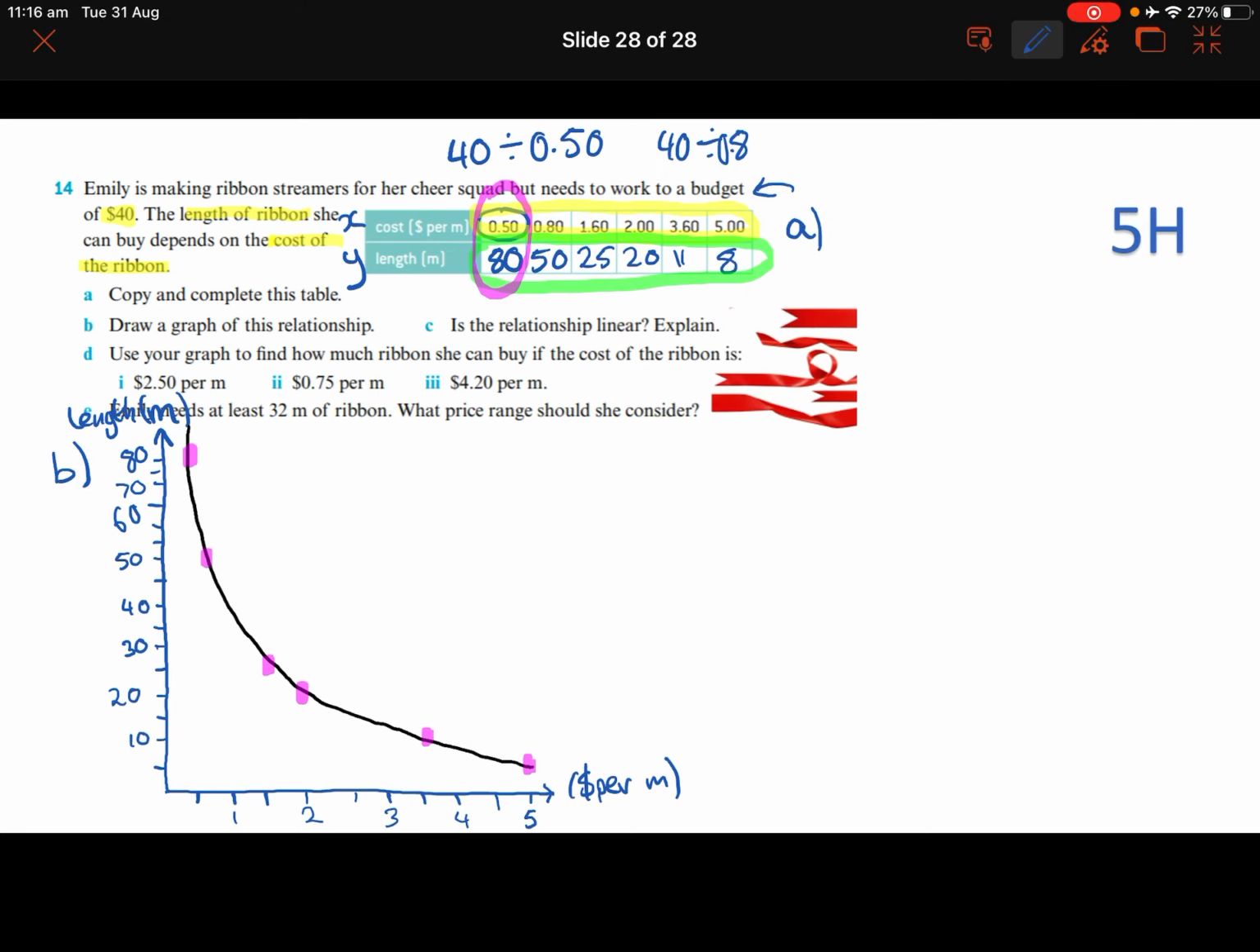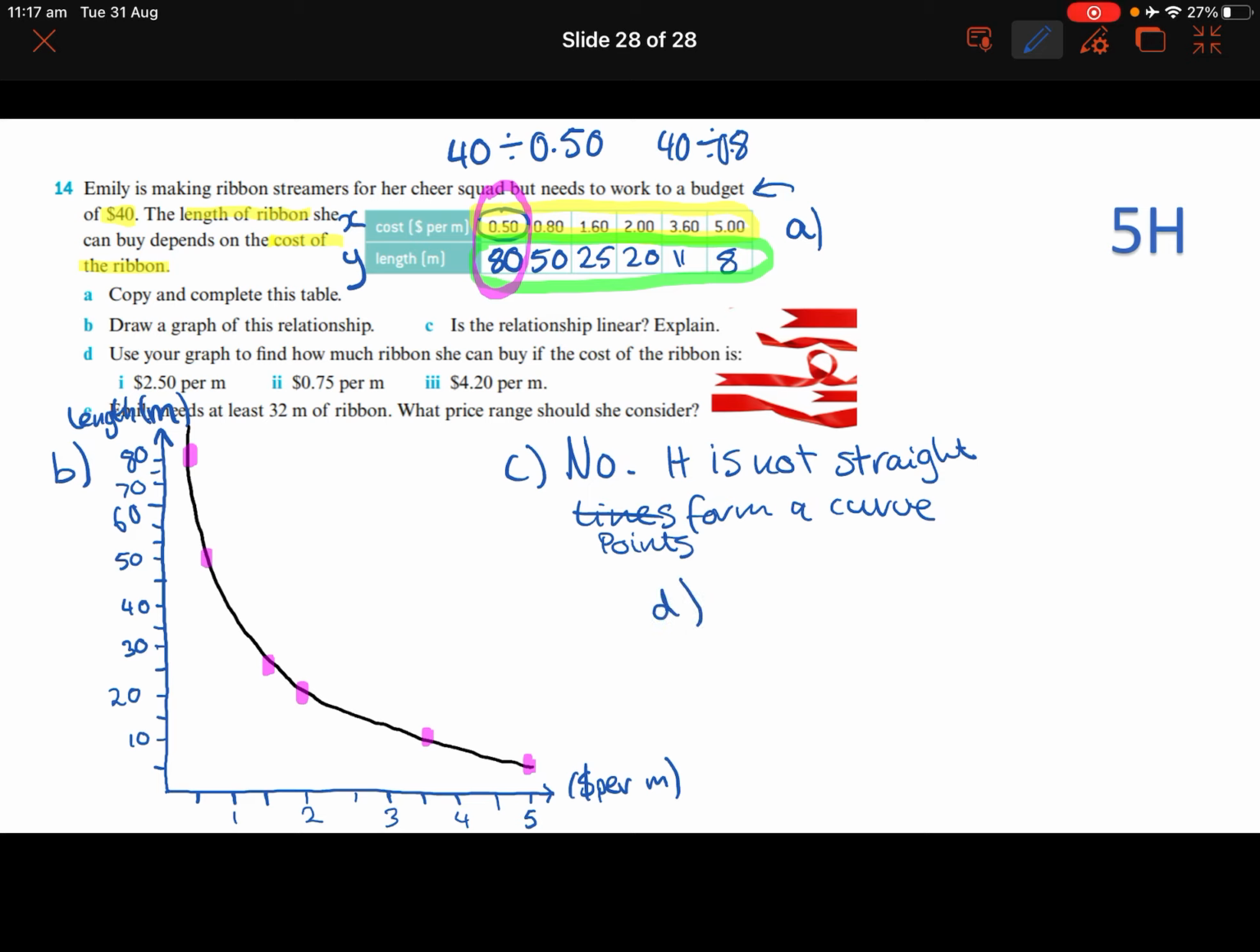So going to C, is the relationship linear? Is this linear? No, it's not. Why? Or explain? Because it makes a curve. See how he drew that line through it? It's making a curve. Linear lines are straight. So you could write it is not straight, or points form a curve. Either one of those is fine.